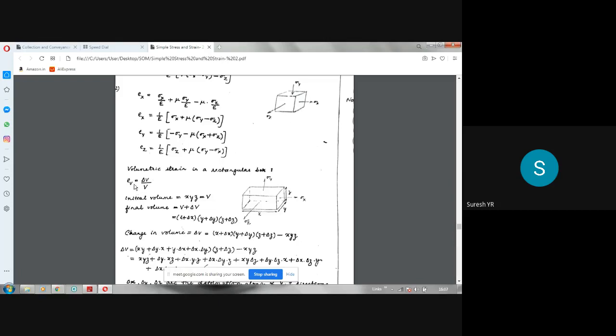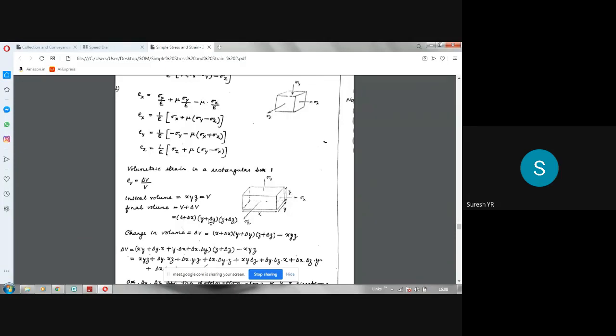So volumetric strain is defined as change in volume to initial volume. So initial volume is this, final volume is this. Change in volume is difference between these two. So what happens here when this rectangular bar is elongated in all the three directions? Initial length x becomes x plus delta x, y becomes y plus delta y, z becomes z plus delta z. So this is your final volume. So in all the three directions, elongations will be there due to the stresses.